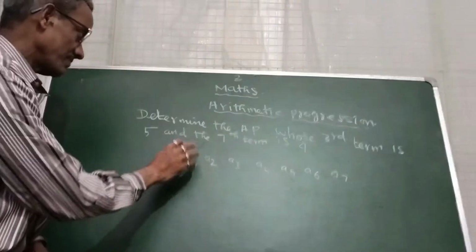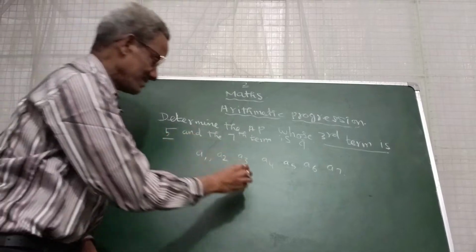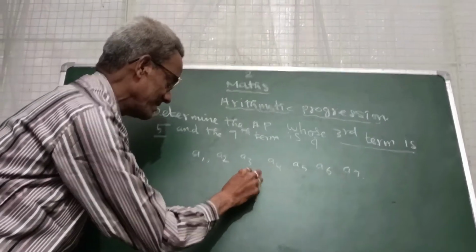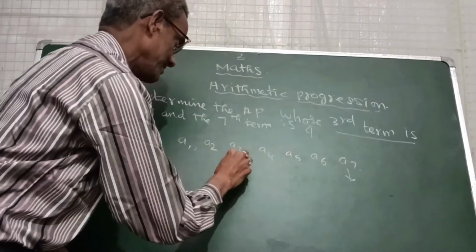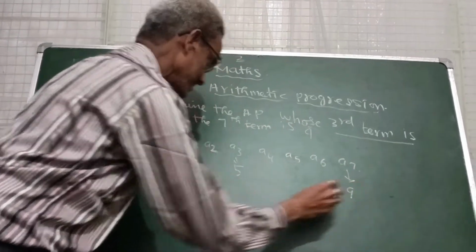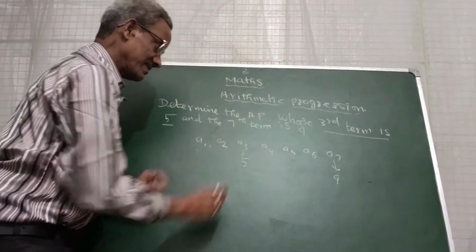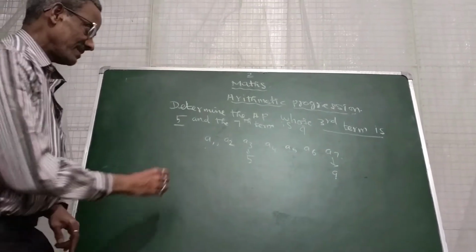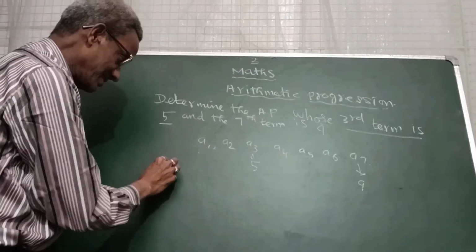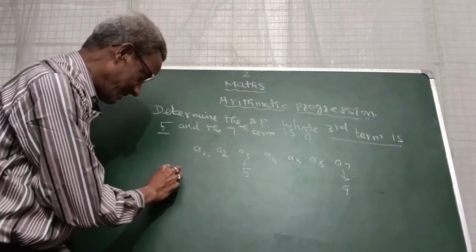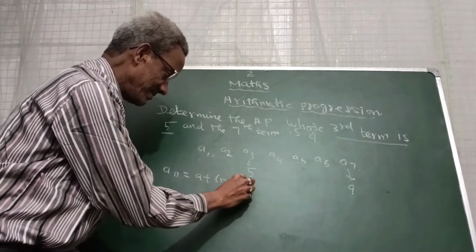Here they have only given that the third term is 5, and the seventh term is 9. Now we don't know the first term and second term, so we have to find all of this. How to do this? We have to write the equation. We already know the general form: an is equal to a plus n minus 1 into d.